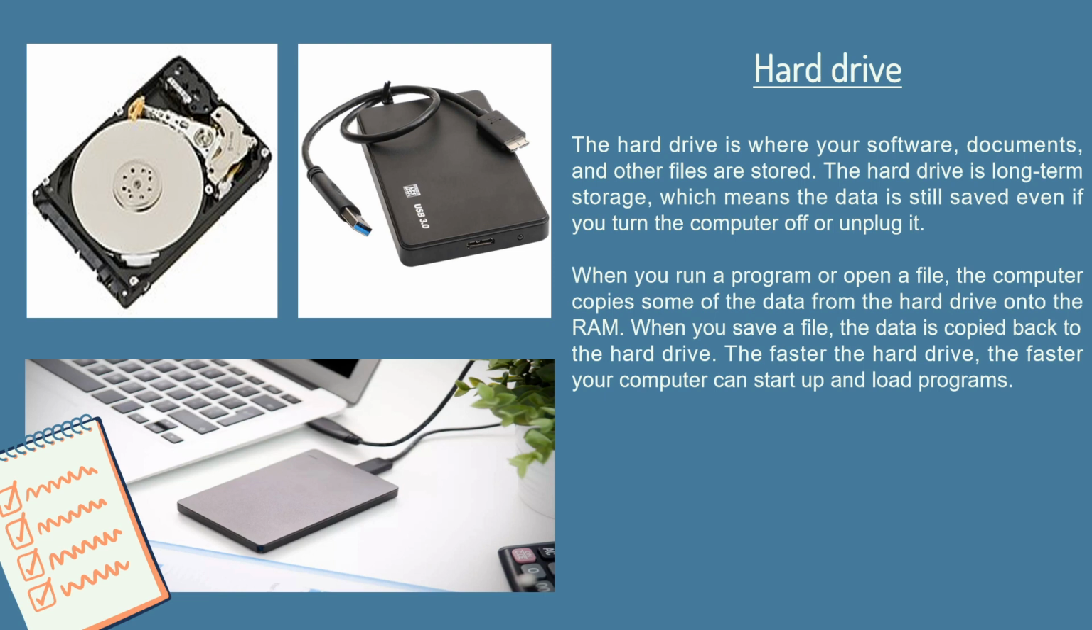Then the last one is hard drive. The hard drive is where your computer, document, and other files are stored. The hard drive is long-term storage, which means the data is still safe even if you turn the computer off or unplug it. When you run a program or open a file, the computer copies some of the data from the hard drive onto the RAM. When you save a file, the data is copied back to the hard drive. The faster the hard drive, the faster your computer can start up and load program.